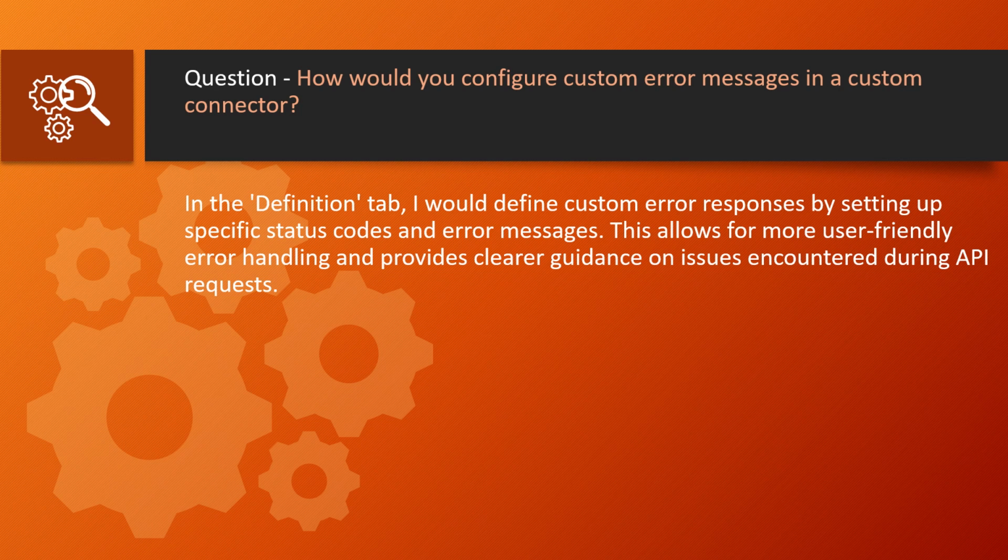How would you configure a custom error message in a custom connector? In the definition tab, you can define the custom error responses by setting up the specific status code and the error message against that. It will allow more user friendly error handling and provides clear guidance for whatever error is encountered during the API call.